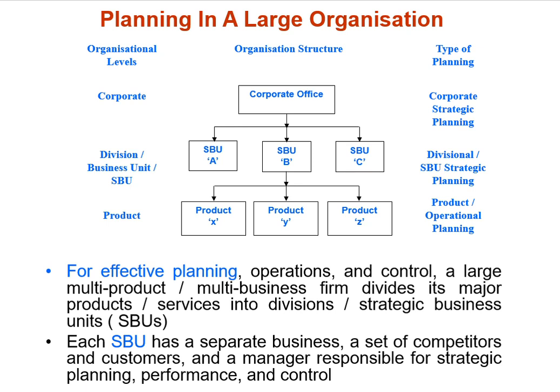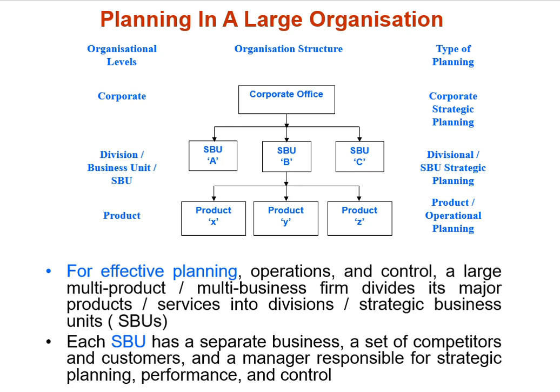Corporate, it is a corporate office. So what is the corporate strategy of planning? How many divisions are there? It is for A division, subdivision, B, C, and what is their strategy planning, and product and operational planning, that is product X, product Y, product Z.